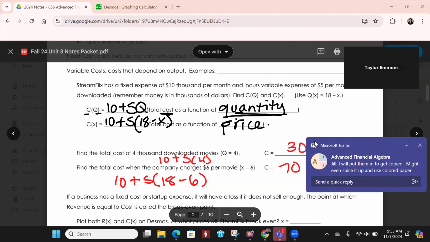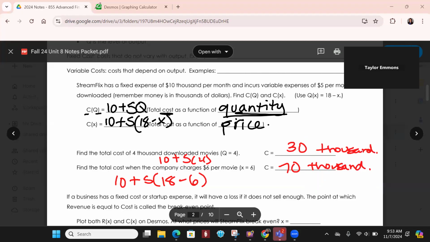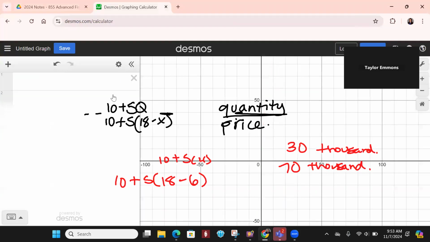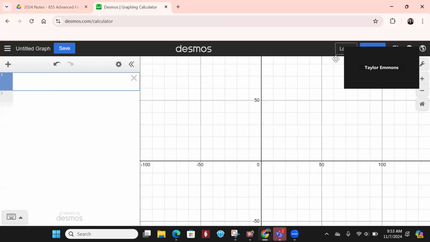Go ahead and grab your laptop and open Desmos. You're going to plot R of X and C of X. Now remember, R of X is on the previous page, and C of X is on the current page. Plot those and tell me where they cross over so that you break even. Take a moment, you're graphing.